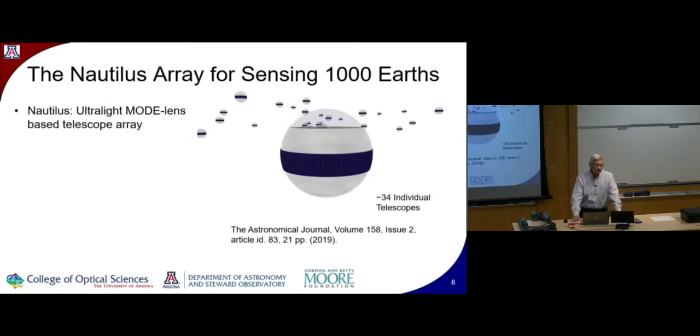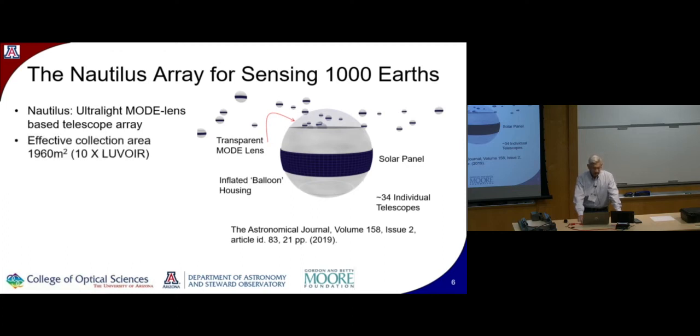So what we're proposing is something that we call Nautilus. It's an ultralight and what I call a mode lens, which I'll describe in a few minutes, a completely different concept for a space telescope, and an array of Nautilus individual units, where the lens replaces the mirror, and it's an ultra lightweight transmissive lens. It's in an inflated balloon housing, and that black band that you see is a solar panel.